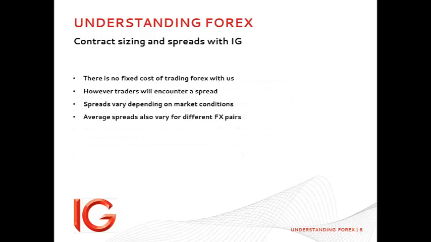With IG, there's no fixed cost of trading forex with us. However, traders will encounter what we call a spread. A spread is essentially the difference between your bid and your offer price. Spreads vary depending on market conditions. As a result, when the market is very volatile, you can encounter wider spreads than when there's less volatility. Average spreads also vary for different FX pairs, depending on how big or liquid the market is.